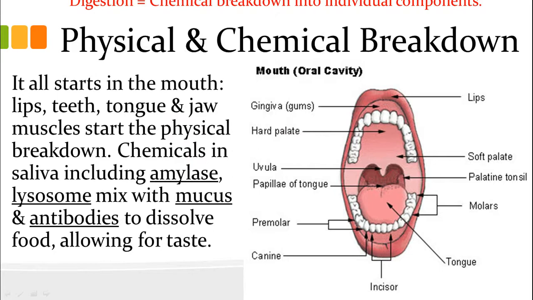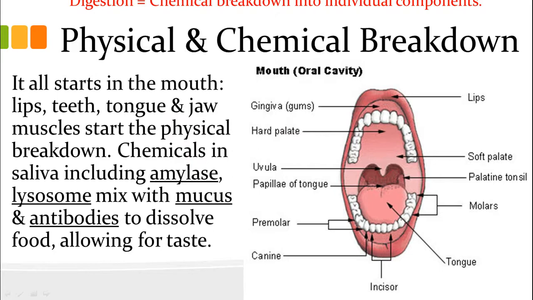All right, so digestion is the chemical breakdown into individual components. It's also physical, so physical and chemical breakdown. It starts in the mouth, which is why we're talking about taste today, right? So with our lips, our teeth, our tongue, our jaw muscles, they start physical breakdown, but they're actually just crunching it into pieces. Your mother's probably told you to chew your food well, right? Chew it well. And that'll help, because that'll help break it down so that your stomach doesn't have to do quite so much work.